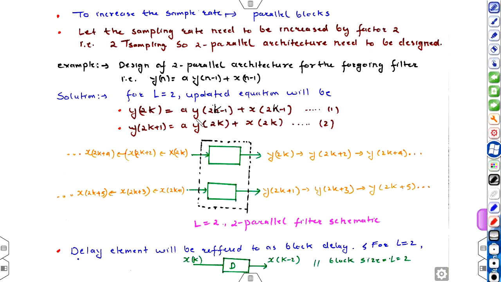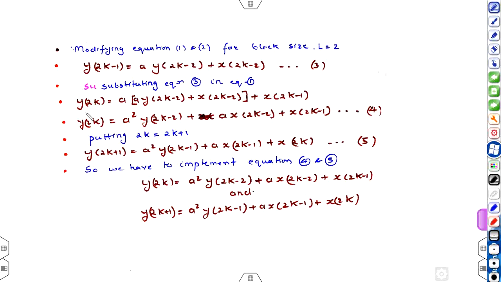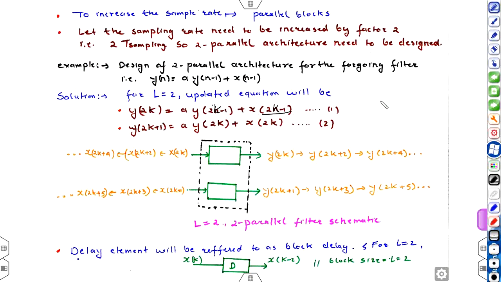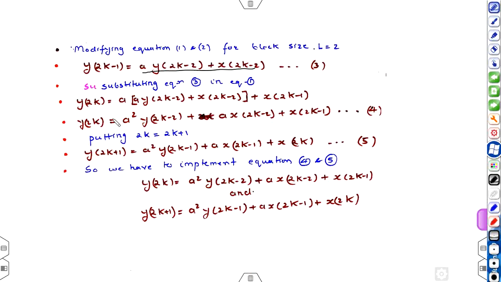Okay, so putting the value of y of 2k minus 1 in this equation, we have y of 2k is equal to a inside bracket, a into y of 2k minus 2 plus x of 2k minus 2, this term, plus x of 2k minus 1, this term. Okay, opening the bracket and multiplying a, we have y of 2k is equal to a square y of 2k minus 2 plus a times x of 2k minus 2 plus x of 2k minus 1.